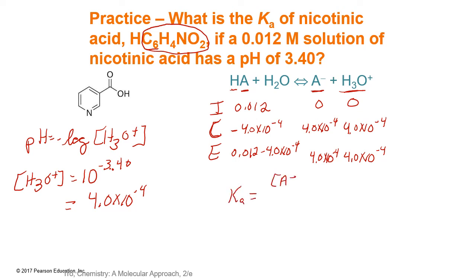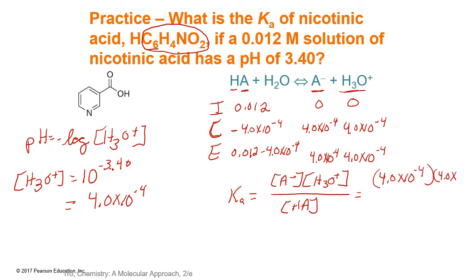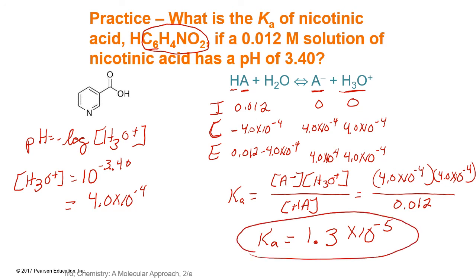So our A minus times our H3O plus concentration over our initial concentration of the acid, we find that the Ka value for this particular acid is 1.3 times 10 to the negative fifth. So this is our equilibrium constant for nicotinic acid.